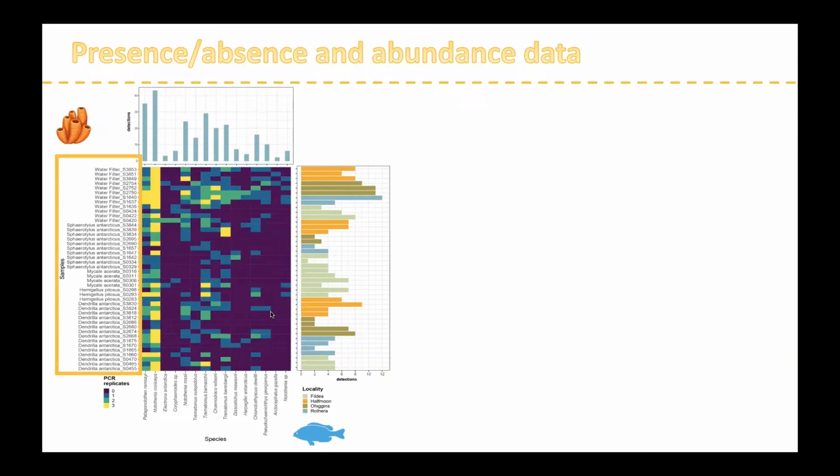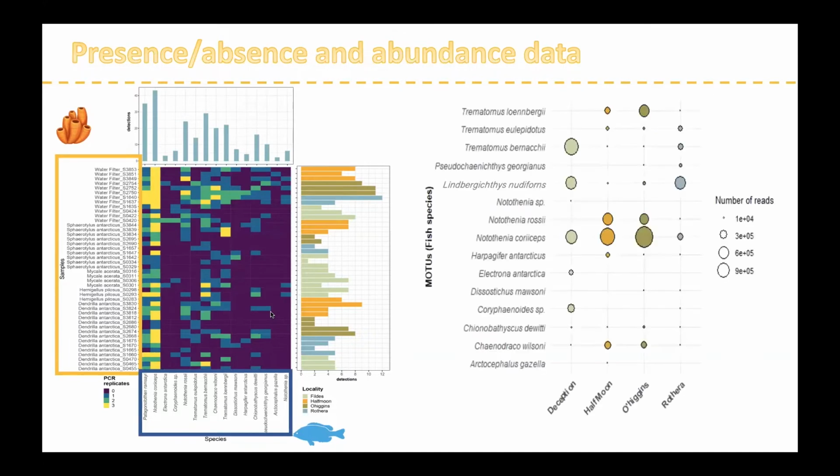As you can see, the number of detections is slightly higher in some water samples than in the sponges. The color of the bar represents the location where the sponges were collected. In the x-axis, you have the fish species detected, with the number of total detections for each MOTU on the upper side. The complementary bubble plot helped to identify the most abundant species per locality, using the total reads as a proxy for abundance or for biomass.